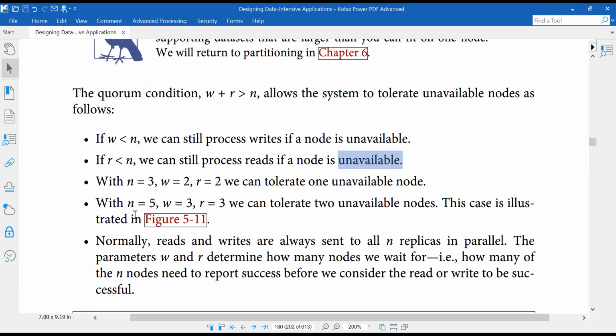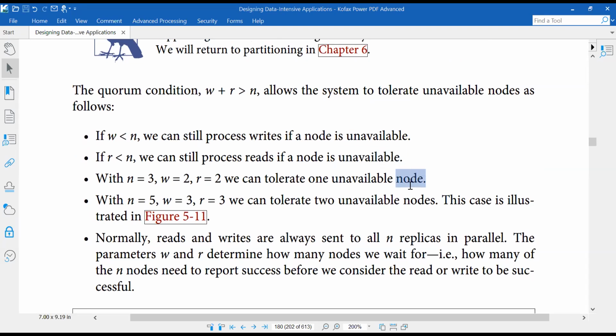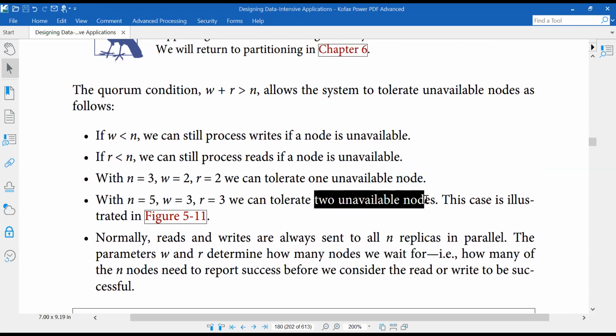If N is equal to 3, W equal to 2, R equal to 2, we can tolerate one unavailable node. Yes. If N equal to 5, W equal to 3, and R equal to 3, we can tolerate 2 unavailable nodes. Yes, that's perfectly correct.